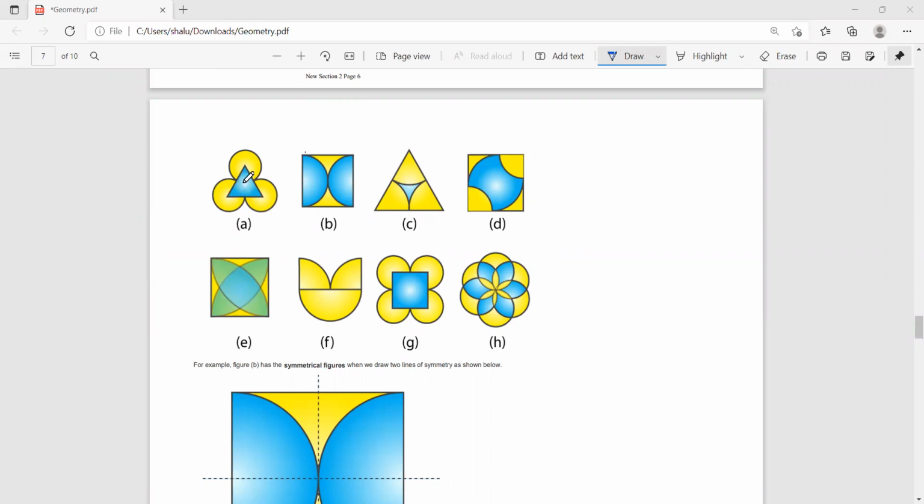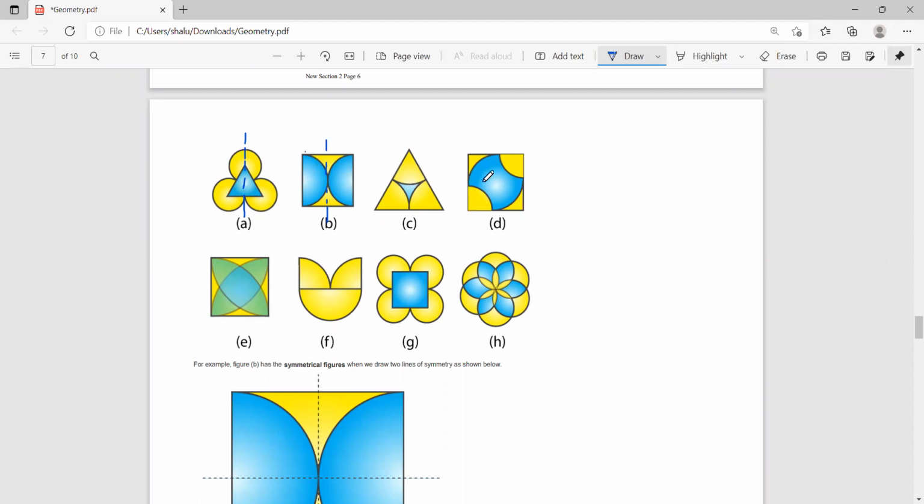Let's start with this part. If you take a line here, then these two parts are exactly the same. They are the same, right? That means this figure is symmetric. Similarly here, if you take a line here, then these two parts are exactly the same. That means this is symmetric, and this is our line of symmetry.